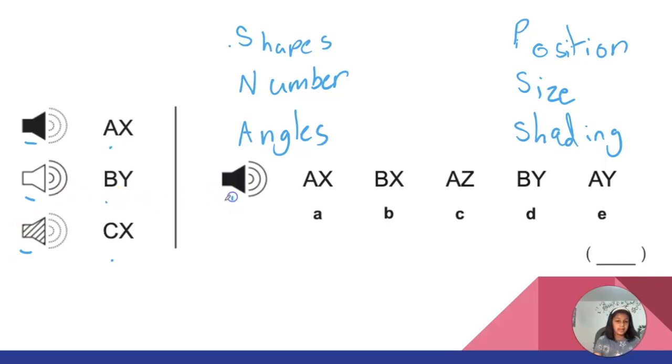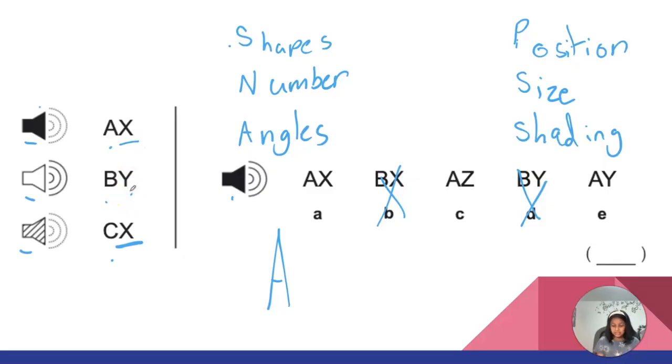So here we have a black shape, and in A, we also have that. So our first letter starts with A. So let's cancel B and D. We cancel 2. So let's look at our next letter. Our next letter is X and Y.